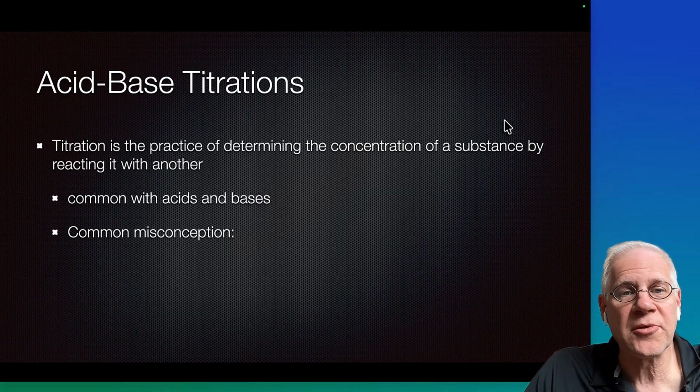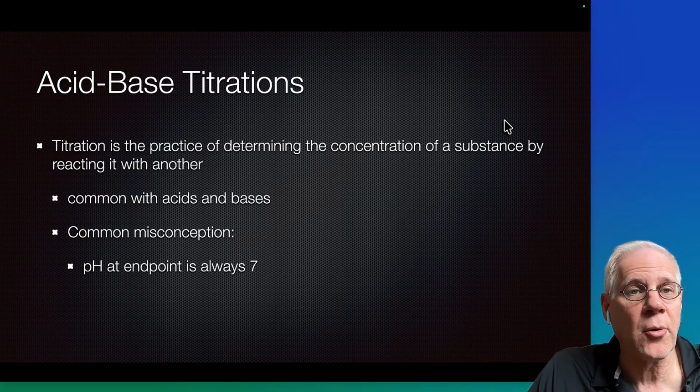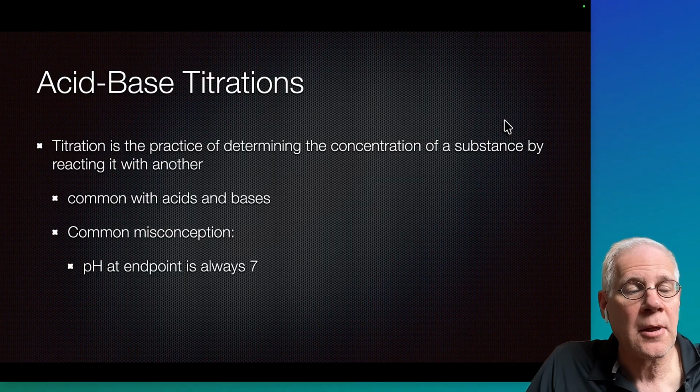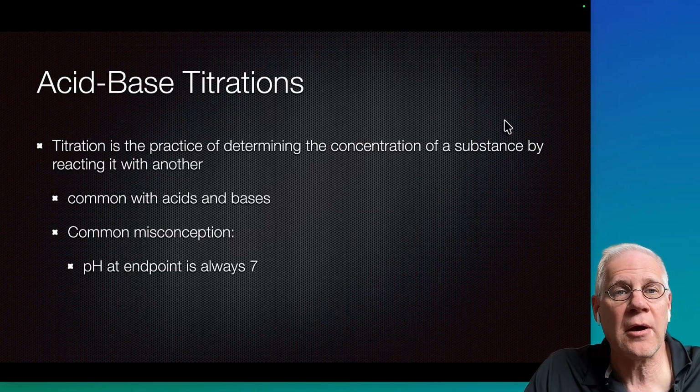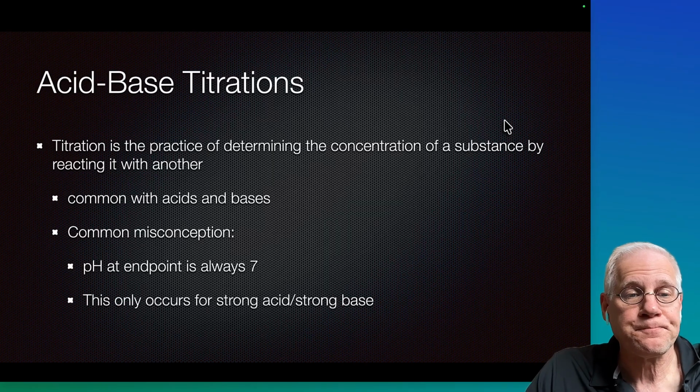One of the more common misconceptions that we have is that anytime you do an acid-base titration, your endpoint is always going to be 7. This is just simply not true. It really depends on what type of situation you have, what type of acid and or base you have.